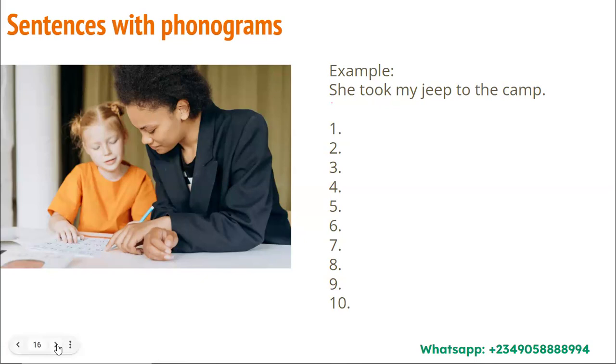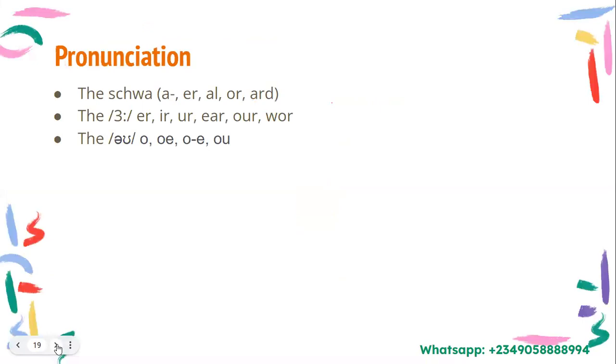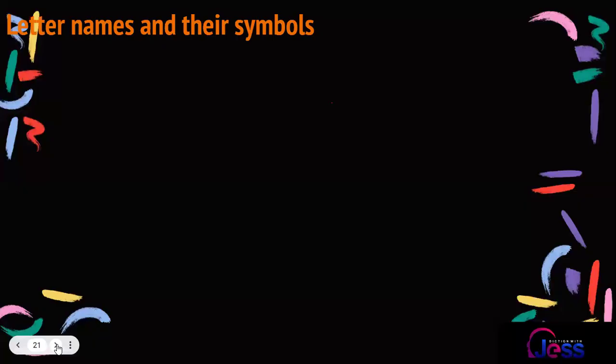Afterwards, you move on to Magic A, short words for the lower classes, long words for the upper classes, sentences with Magic A. Then you have pronunciation. Of course, it is phonics, but you still have to teach pronunciation. A child should be able to read, a child should be able to spell, a child should be able to pronounce words correctly. So for pronunciation, you have the OU diagram, letter names and their symbols.